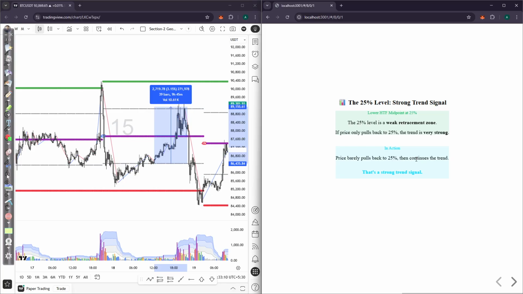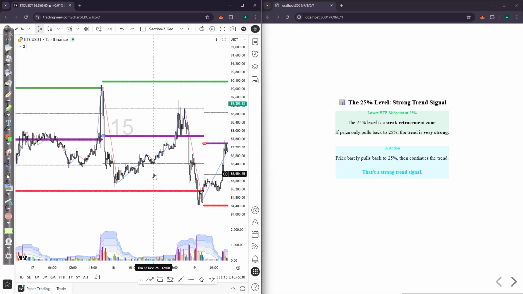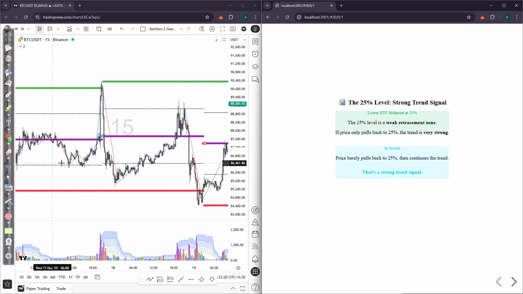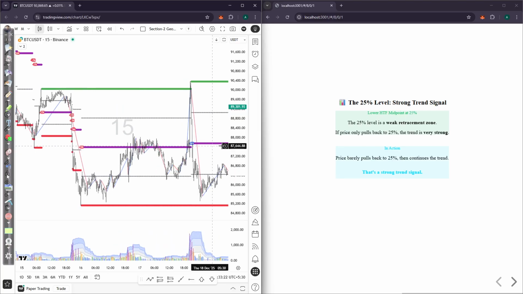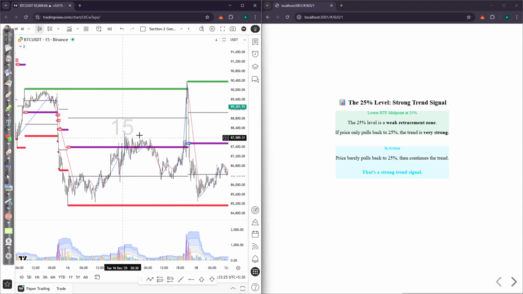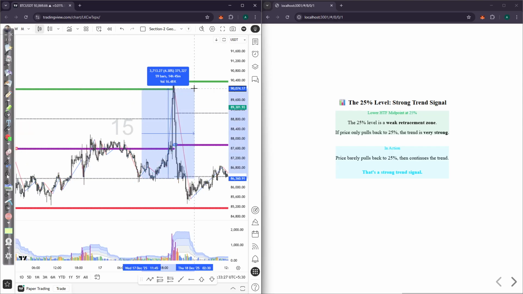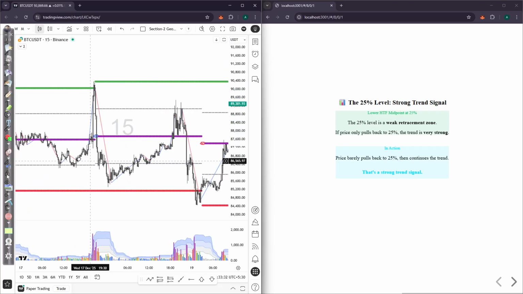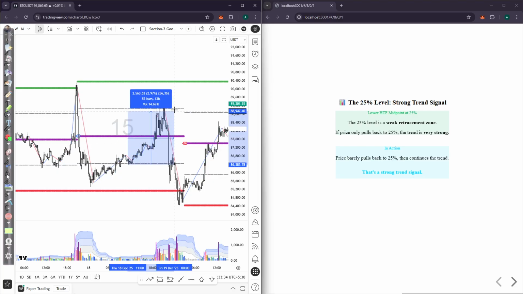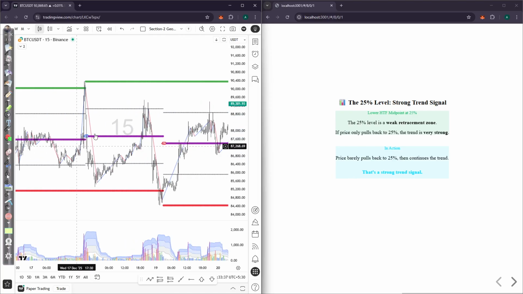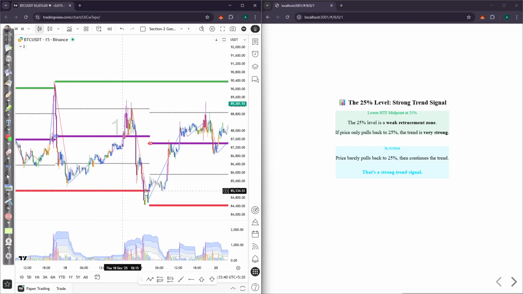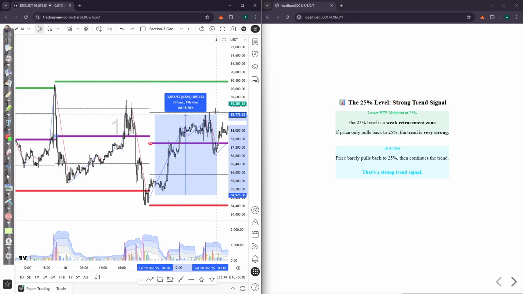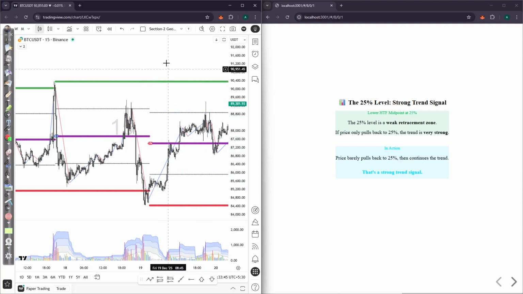So in action, price barely pulls back to 25%, then continues the trend, and that's a strong trade signal. You can also take this one as well. It tries to work on this here, from there to there, but the careful trade would be this one here. Yes, this was in uptrend. This acted as support here, and then from here it just took off.